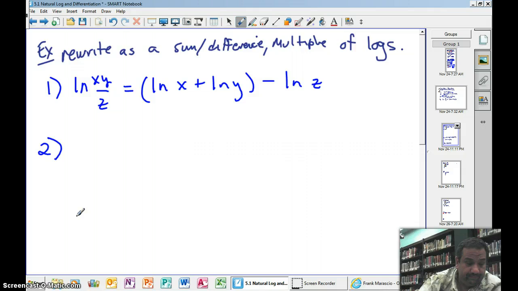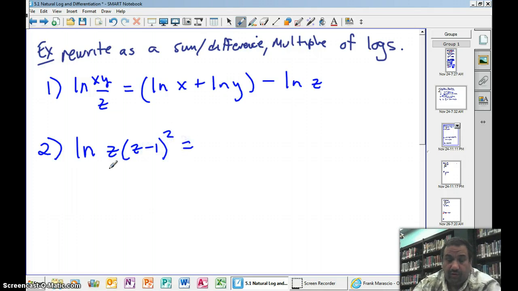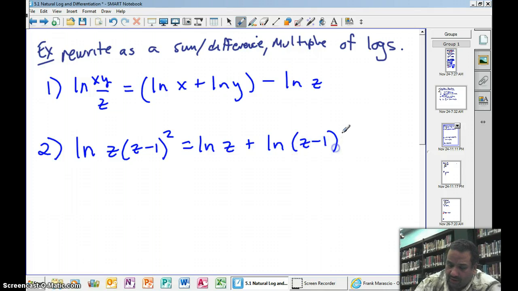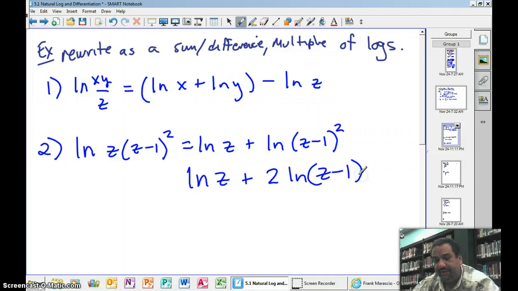Number 2, the natural log of z times z minus 1 squared. Well, now I'm going to use the multiplication property, and that's going to be ln of z plus ln of z minus 1 squared, and now I'm going to bring the 2 out in front. So then I have a problem that looks like this. Now if I needed to take the derivative or something, now it becomes a much easier derivative.